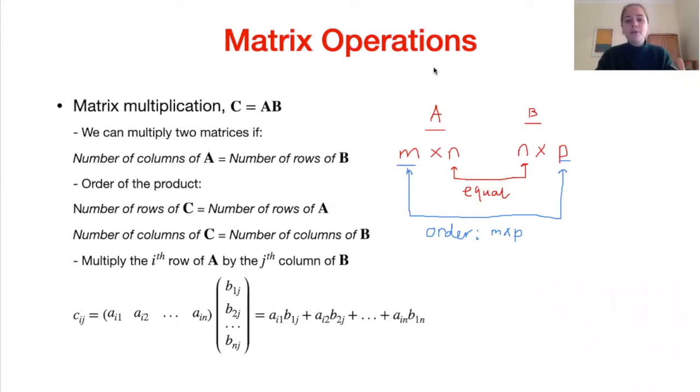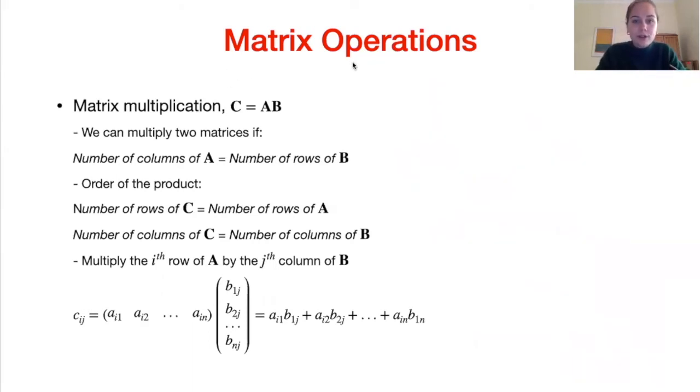Okay, once we've done all of that, how do we actually find the elements of the product, or the elements of our matrix C? Well, to do that, we have to multiply the ith row of A by the jth column of B. So we see here we have the ith row of A. Remember, Aij, i is the row number and j is the column number. We have here the ith row, and here we have the jth column of B.